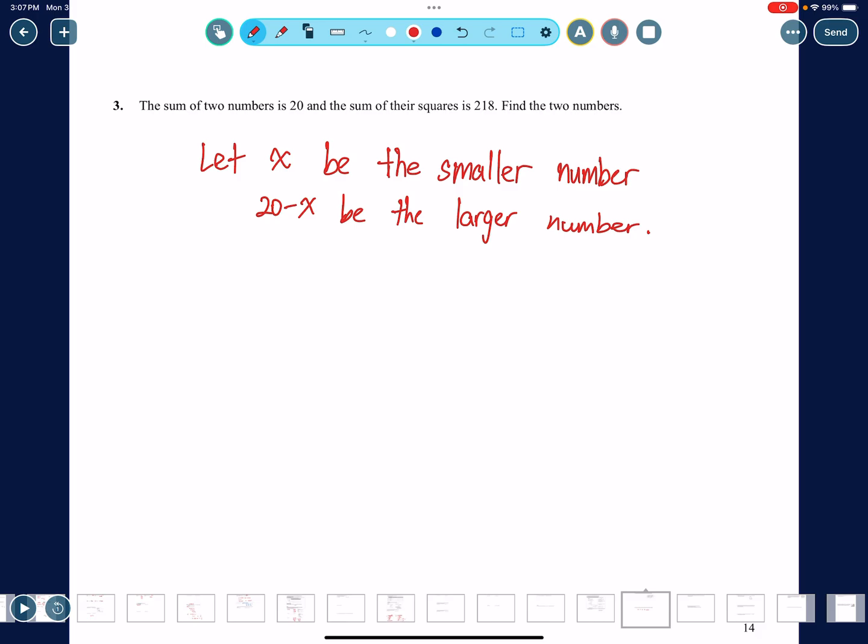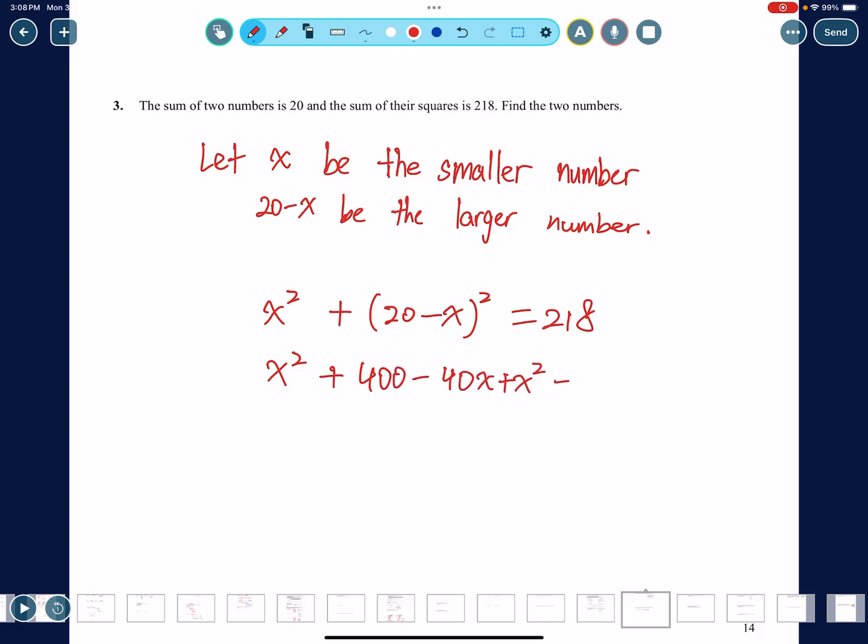Now we're going to use this for the next statement, the sum of their squares. So x squared plus (20 minus x) squared is 218. You need to expand this bracket. You would have 400 minus 40x plus x squared equals 218. Put everything on the left side. You have 2x squared minus 40x plus 400 minus 218, which is 182.